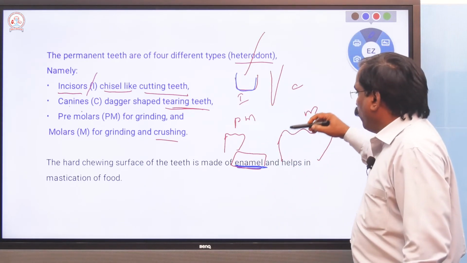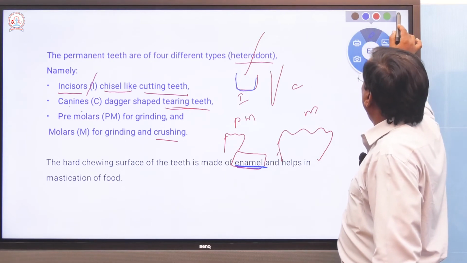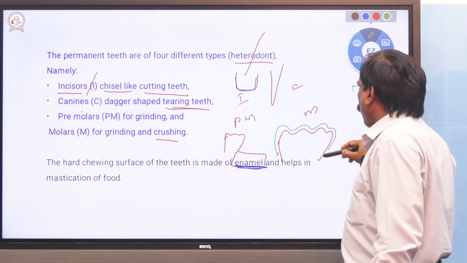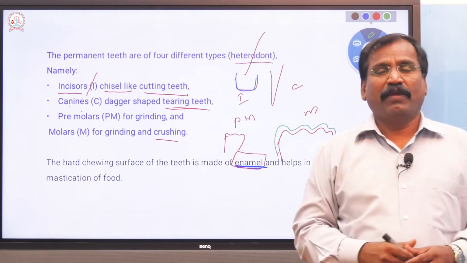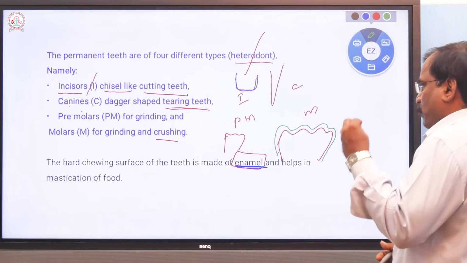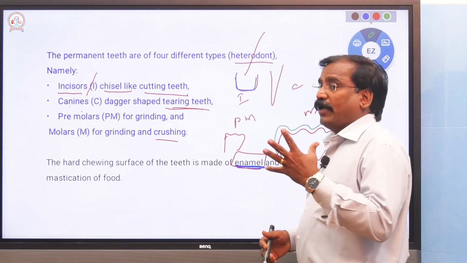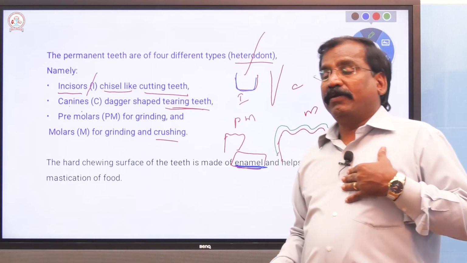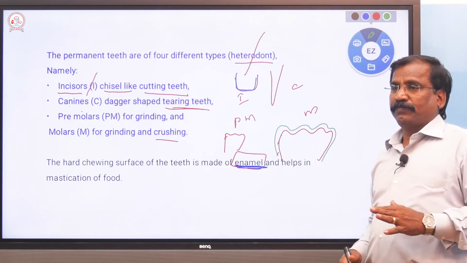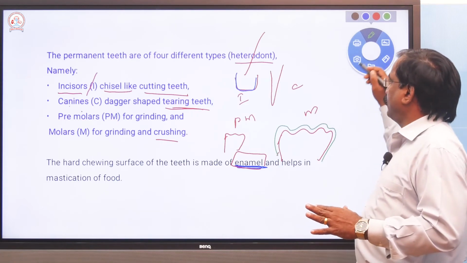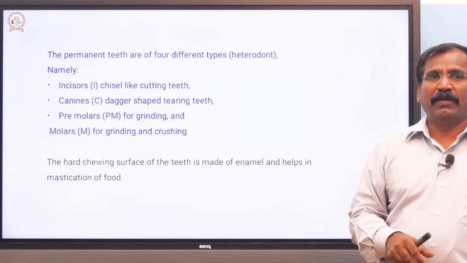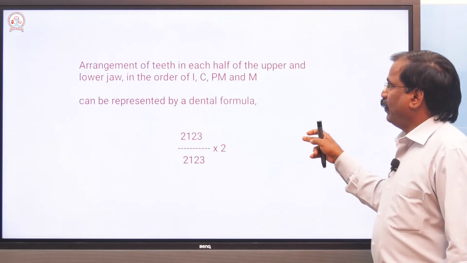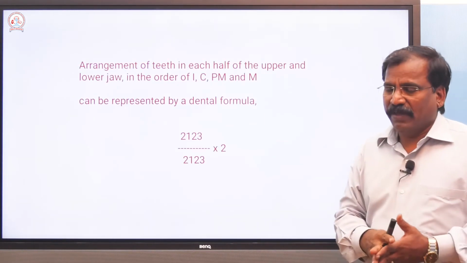டீத் மேல ஒரு coating இருக்கும், that gives hardness, also that gives a shining to the teeth. That enamel, which is the hardest substance in our body, is harder than the bone. Each tooth is covered by the enamel. Okay, the next is the dental formula.